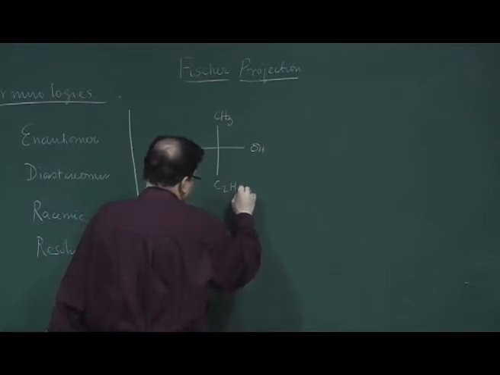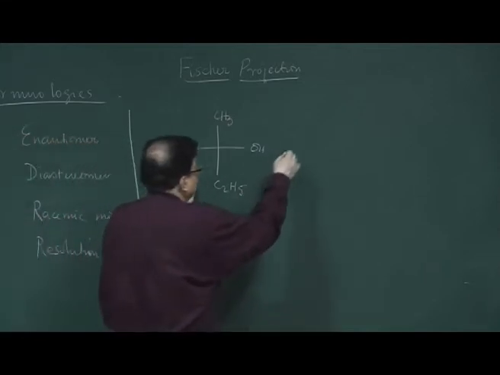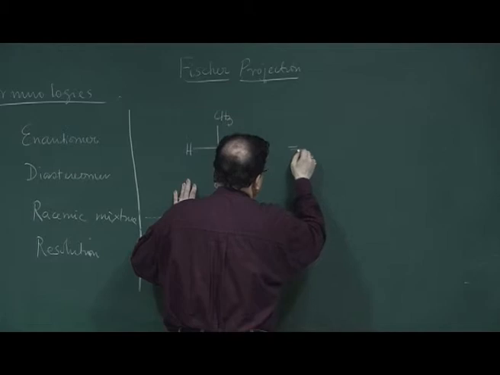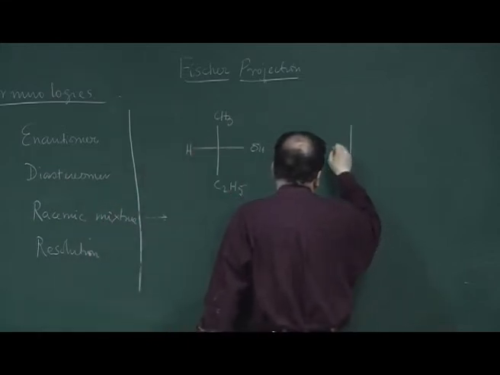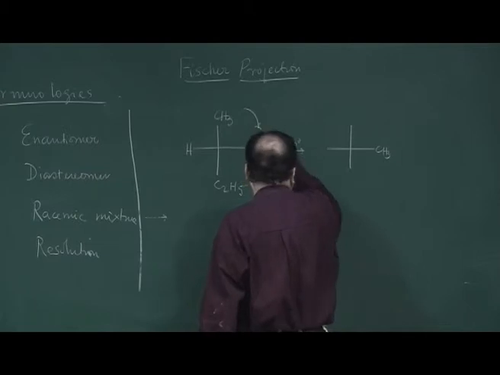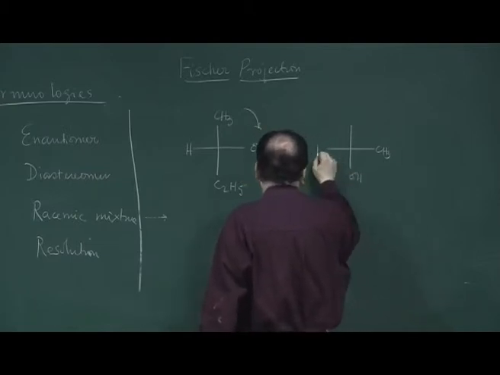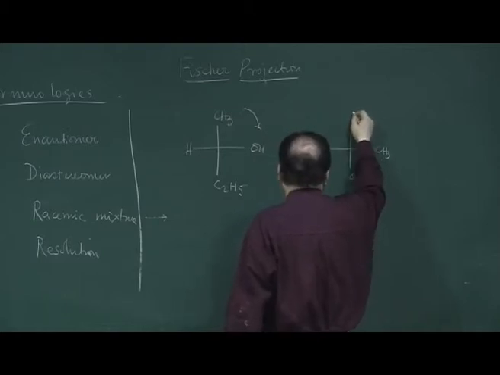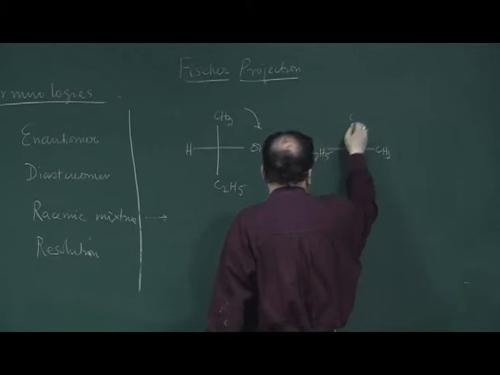Okay. Now, this Fischer projection formula, if you say that I will rotate this whole thing by 90, so what will happen? Methyl will come here, so rotate it by 90, and then this OH will be here, H will be there, and C2H5 will be there, and this will be your H.